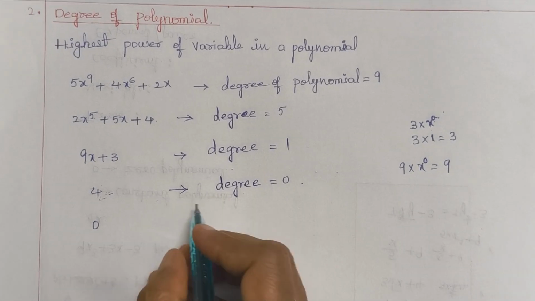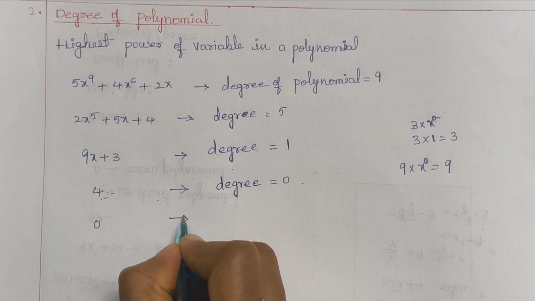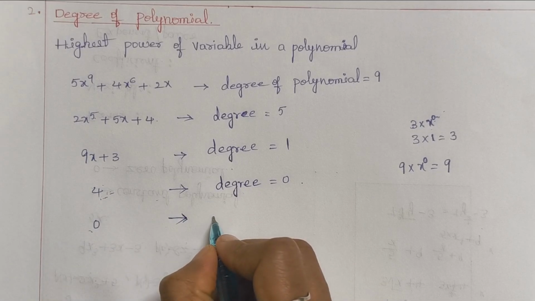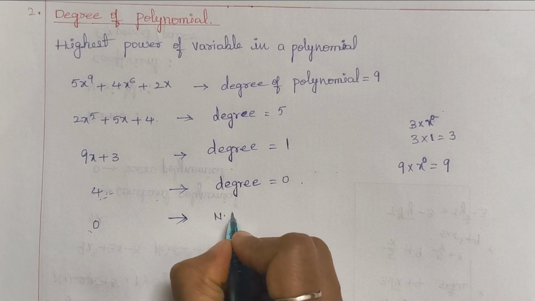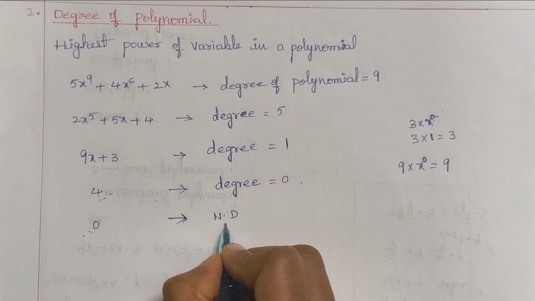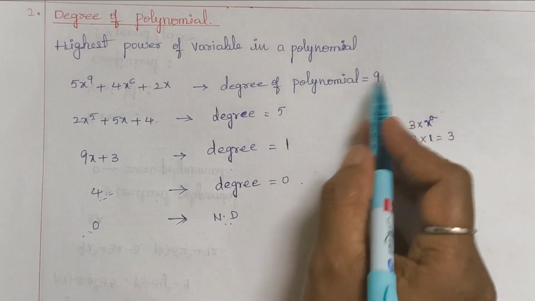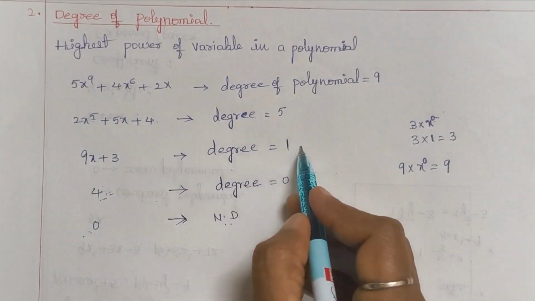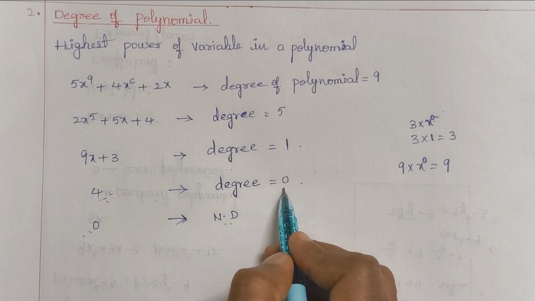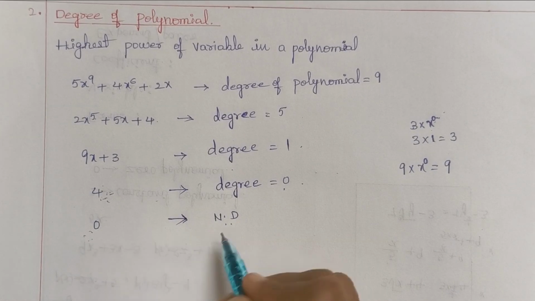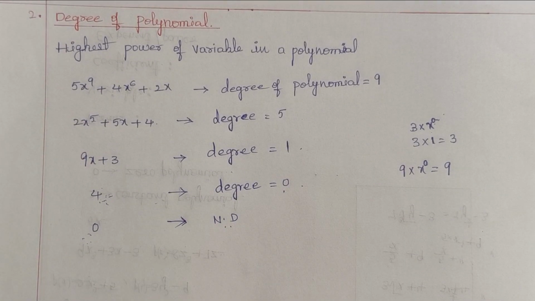Okay, next, the degree of the polynomial when the number is 0: 0 means the degree is not defined. So here degree 9, here degree 5, here degree 1, a constant number means degree 0, and 0 means it is not defined.